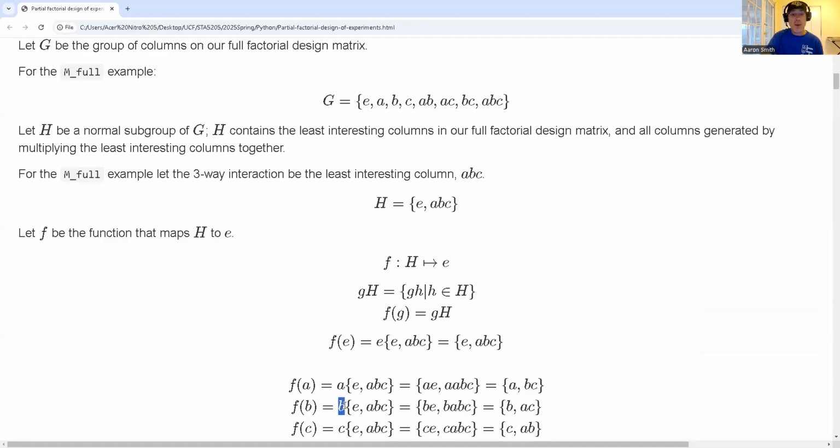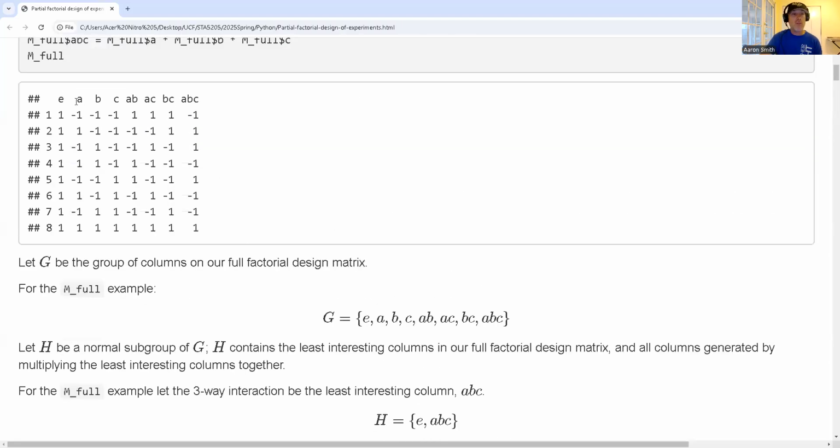Now what about B? Well, I take B times the column of all ones, and that's just B. B times ABC, so I have B times A times B times C. Well, this is just going to be AC. C times the set is going to give me C and AB. Boom, look at that. And all this mapping, all this multiplication is just defined by doing multiplication with these columns entry-wise.